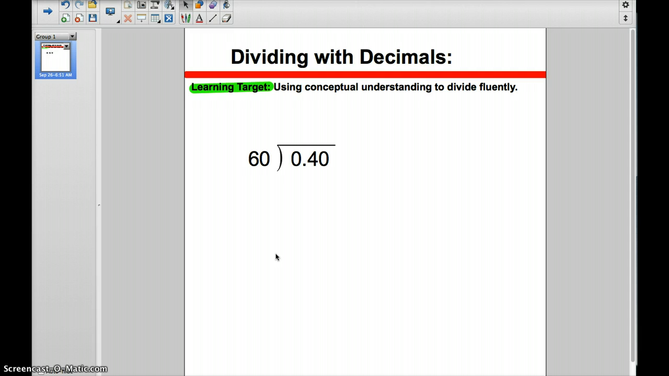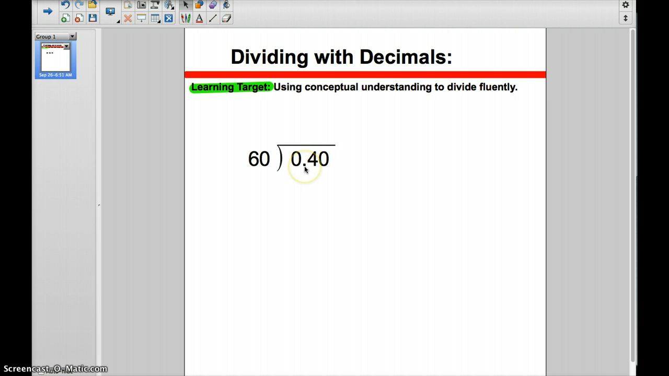Division with decimals. I'm going to show you a strategy that I showed you in class that I use as a way to divide, and I'm going to use my conceptual understanding and understand what type of quotient I should and can get from this type of division problem in order to divide it fluently. And part of dividing it fluently, to do that, I will use a division strategy.